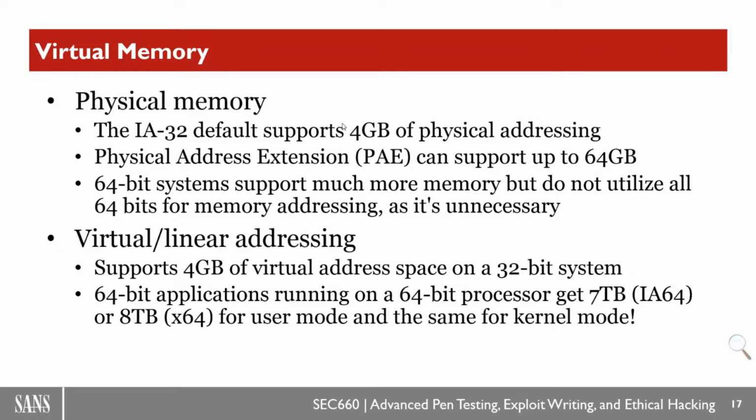On 64-bit, you're going to get 7 or 8 terabytes. There's so much memory available in 64-bit. We only use a tiny portion of it because it's enough to give us high entropy ASLR, which is one of the most important reasons for having 64-bit. Things like heap spraying were much more a thing in 32-bit land versus 64-bit land.